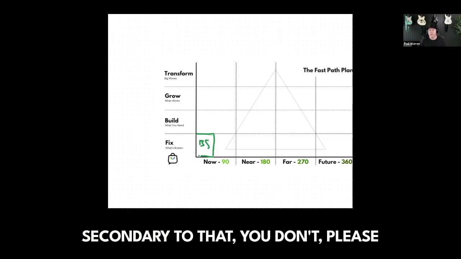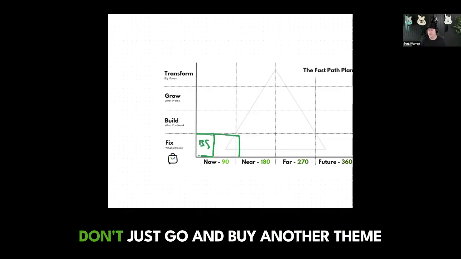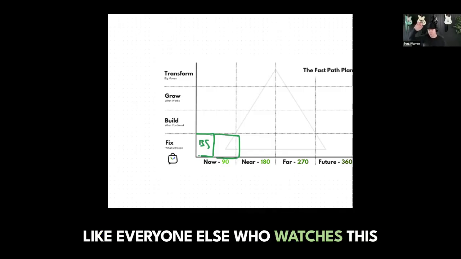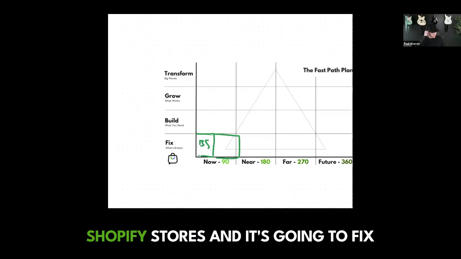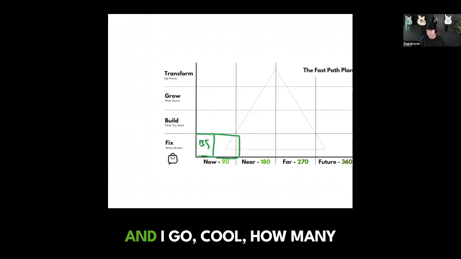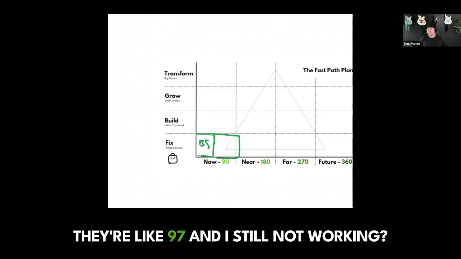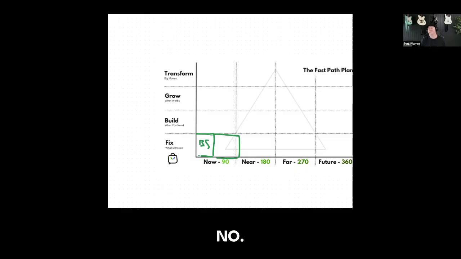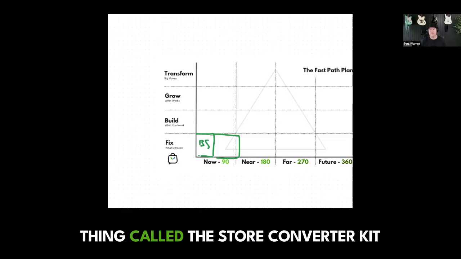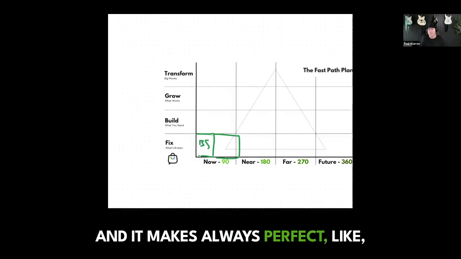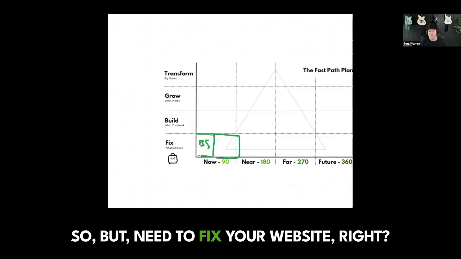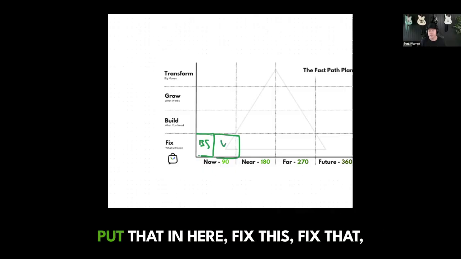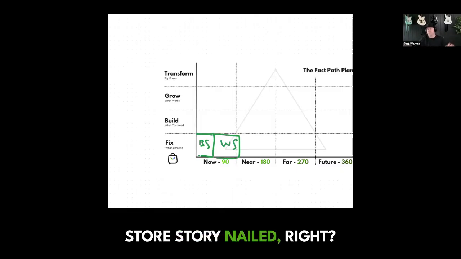Secondary to that, please don't just go and buy another theme. Like everyone else who watches this later and goes, yeah, I'm just about ready to buy another theme from Shopify stores and it's going to fix the problem. And I go, cool, how many themes have you bought now? They're like 97. And I'm like, still not working. No. When you're ready, we sell a beautiful thing called the store converter kit and it makes all this perfect. Our team will chat to you about that. But you need to fix your website. Fix this, fix that, story nailed, right?